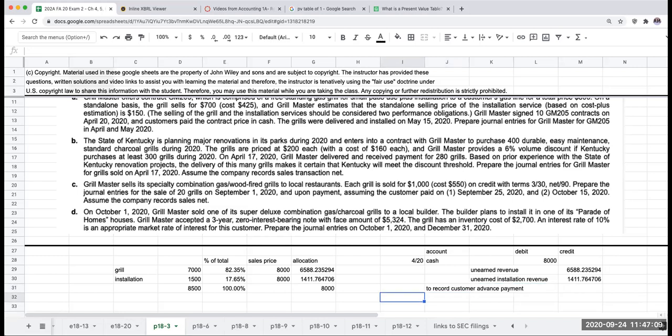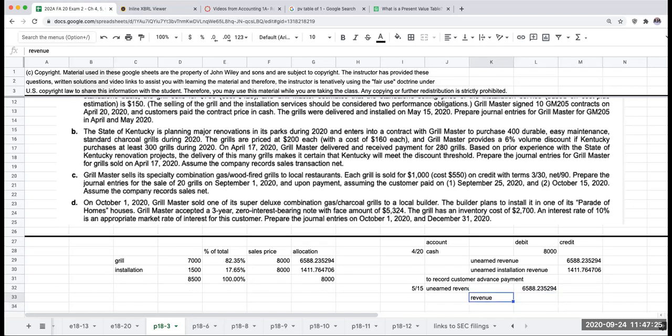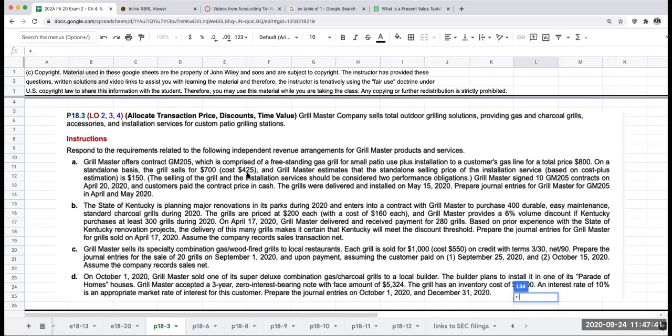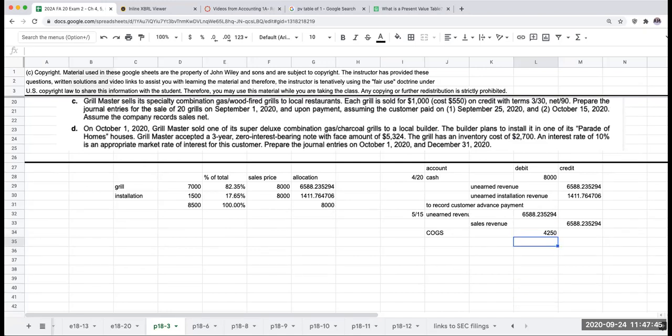Now, when I install it on May 15th, 2020, I'm going to be debiting unearned revenue for 6,588 and crediting sales revenue for 6,588. I then am also at this point, because I'm actually delivering this, taking the grills off my books. The grills had a cost of $425 each, so this is going to be 425 times 10. I'm crediting inventory for 4,250. Then I also have to do the services revenue. So I'll have unearned installation, and then I'll call this installation revenue to record the sale.